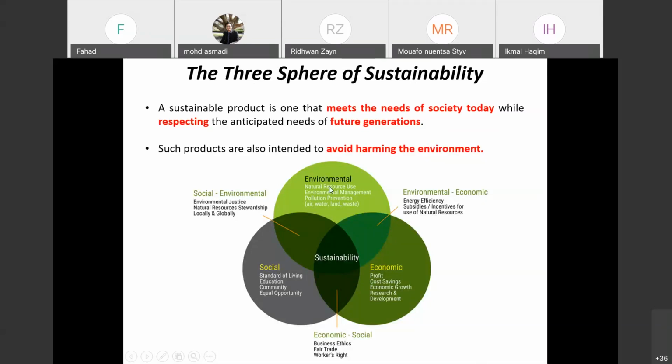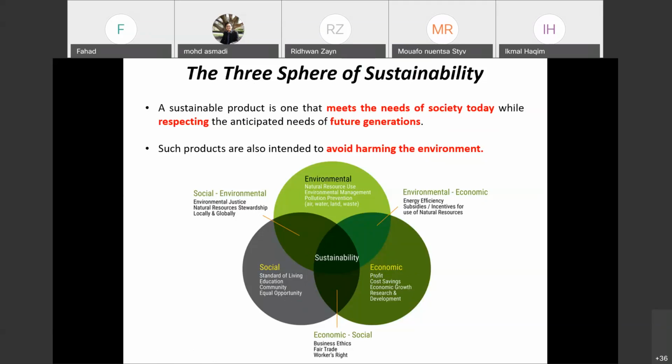Environment is natural resource use such as air, water, land, waste. Economic gives a profit, cost saving, economic growth, research and development. In social, there is standard of living, education, equal opportunity. This is what we call sustainability.